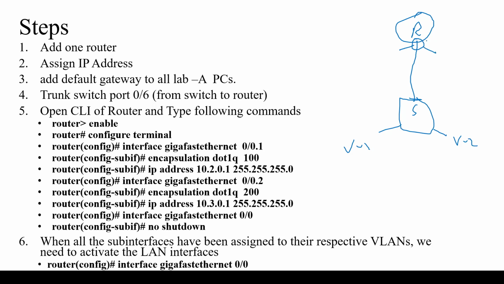For example, the actual name of this port is GigabitEthernet 0/0, right? But we divide this port into virtual ports. They are called 0/0.1 and 0/0.2. So this specific virtual port is part of the network of this VLAN, and this specific virtual port is a part of this other network.